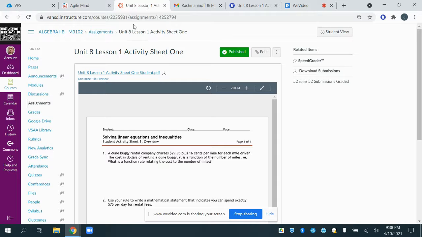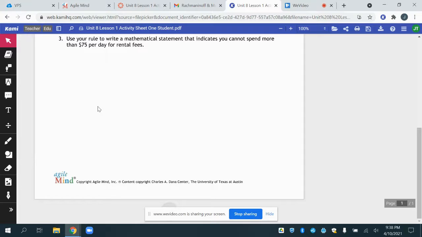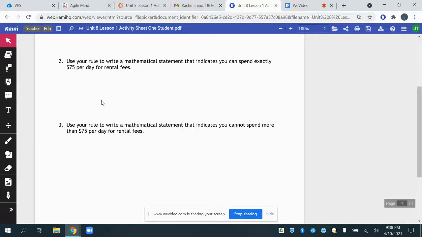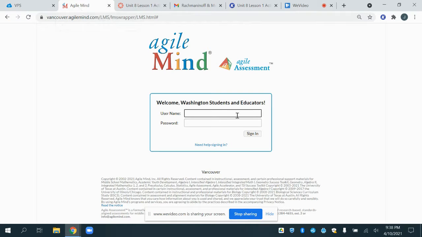So this assignment is Unit 8, Lesson 1, Activity Sheet 1. This is what it looks like. It's just one page, and it's got 3 parts to it. There is a little section in the Agile Mind. I might as well show you what it looks like.